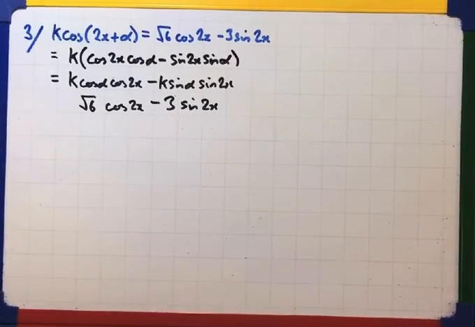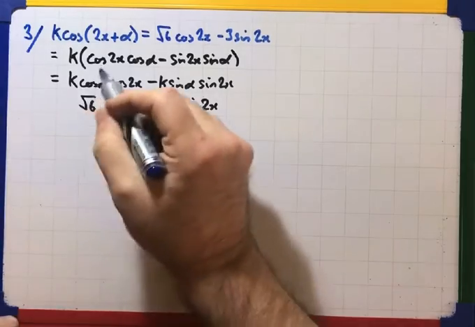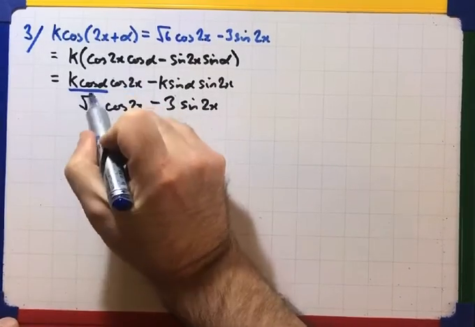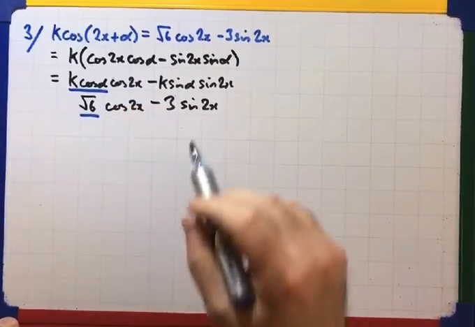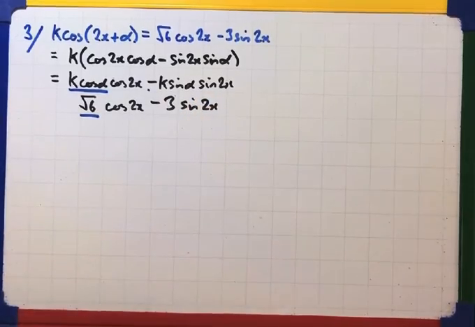So again, you can see k cos alpha is root 6, and use a different colour.